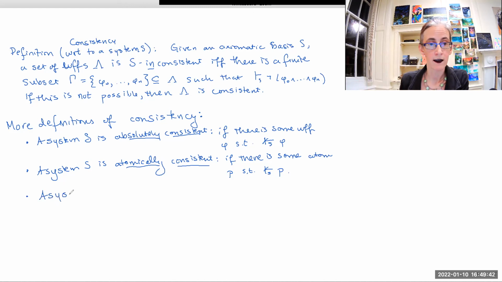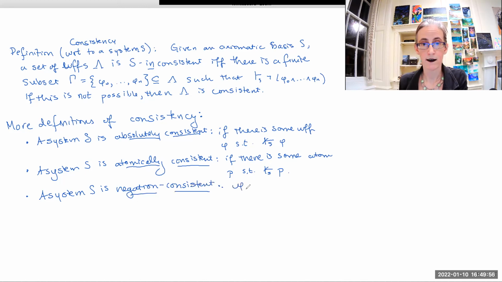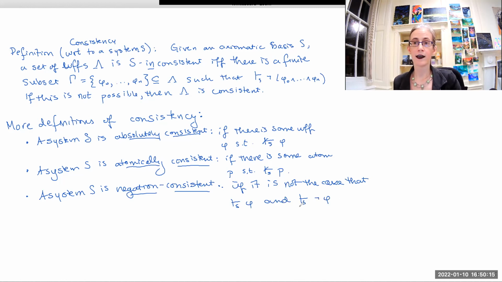And finally, we have a notion of negation consistency. A system S is negation consistent if you can't prove both a formula and its negation. So it is not the case that in system S you can prove phi, and in system S you can prove not phi.